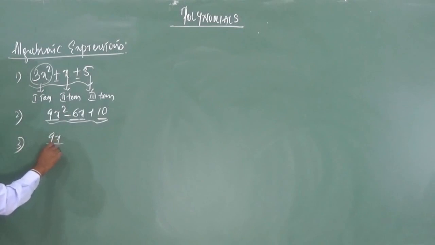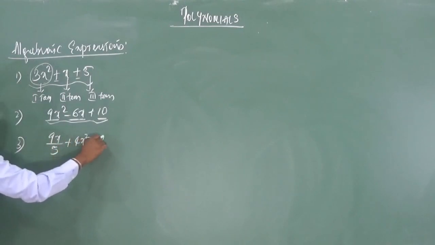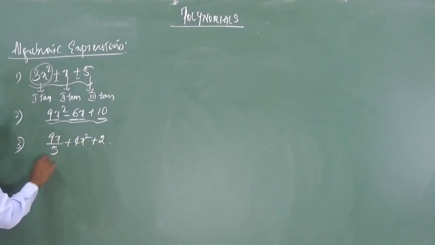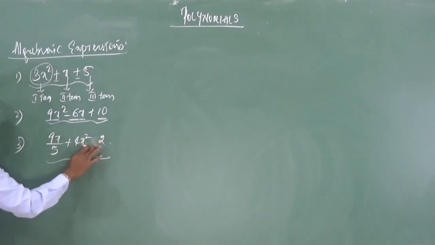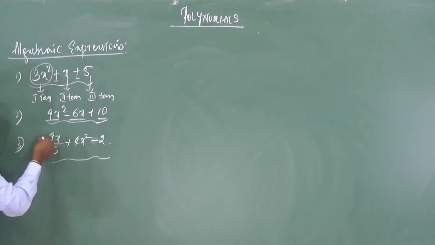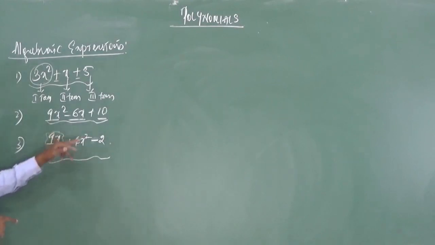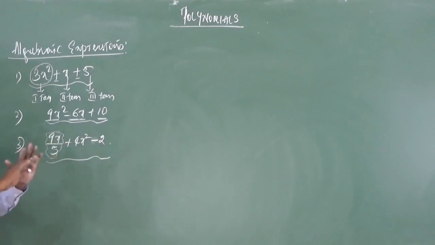9x by 5 plus 4x square plus 2. So this is again an algebraic expression. Here 9x is divided by 5, right? When 5 divides 9x, the quotient we get can be written here. So that becomes a single term. When you divide a term by another term, then the entire thing is considered to be a single term itself. So here 9x is not a different term and 5 is not a different term. We should not consider it like that.